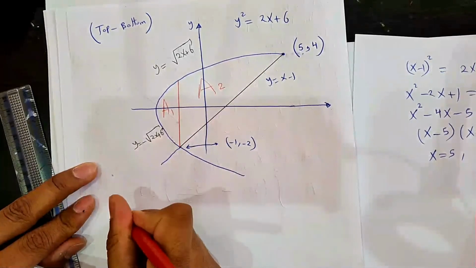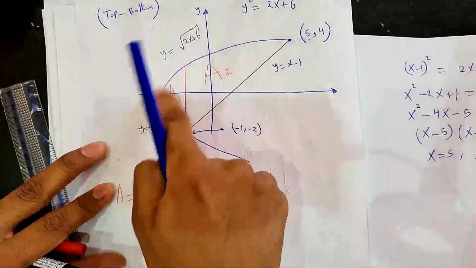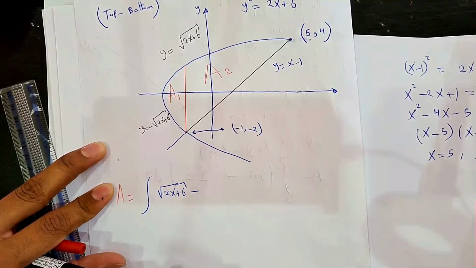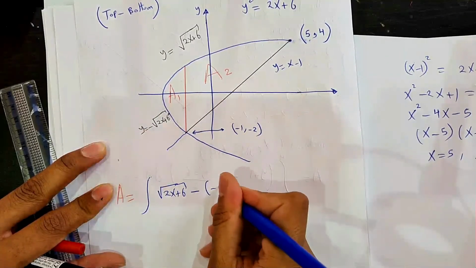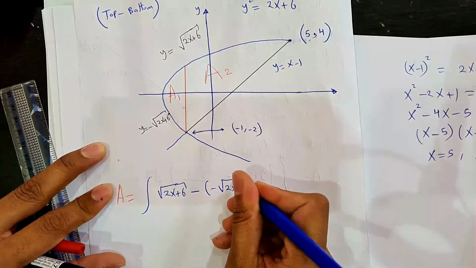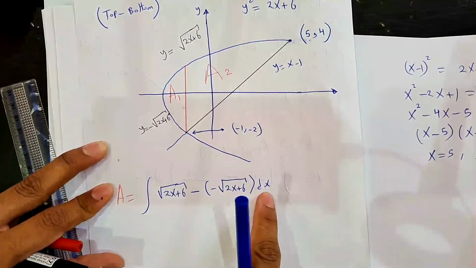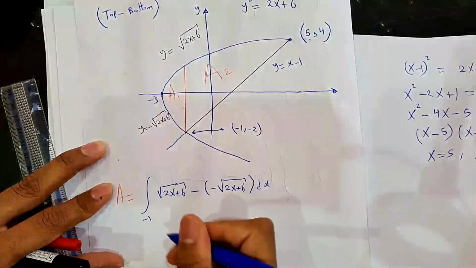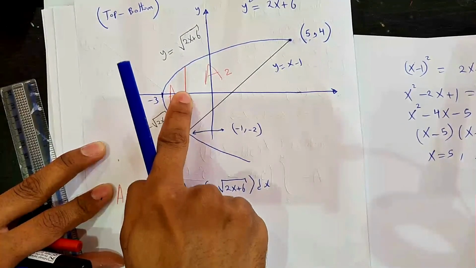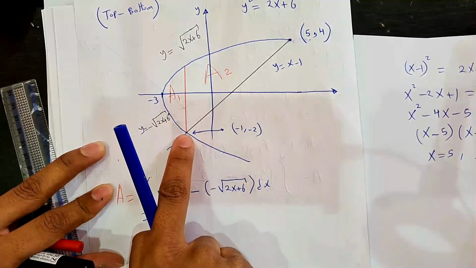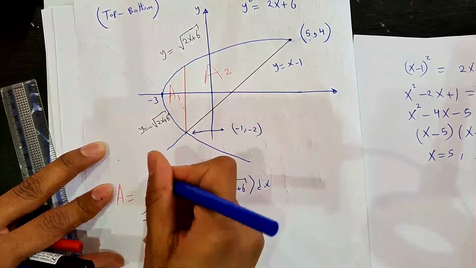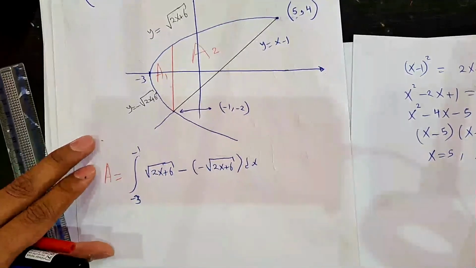The final answer will be A equals the integral of the top function, which is the root of 2x plus 6, minus, what is the lower function? It is minus the root, dx. And as I said, dx means integrate from the smallest x. This is minus 3. I hope you remember this. And what is the largest x in this region? Read it here from this point. What is this? It is minus 1. So you need to integrate from minus 3 to minus 1.